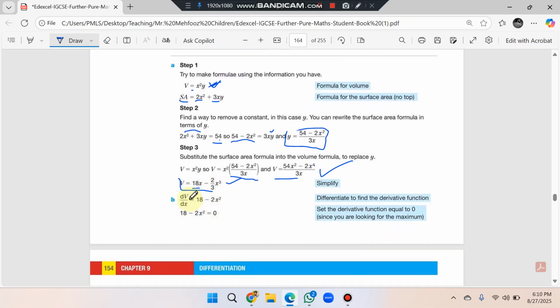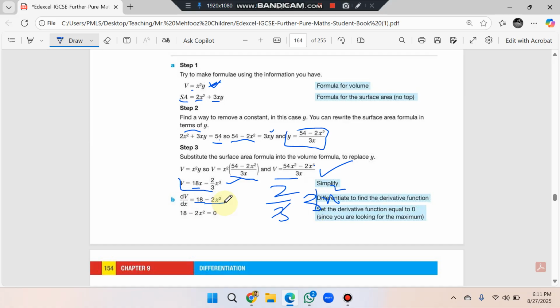For finding part B, dV by dx is basically equal to the derivative of this volume with respect to x. So the derivative of 18x will be 18, and for the derivative of 2 over 3 x cube, 2 over 3 is constant, so it will be as it is. So x cube has the derivative 3x square, right? This 3 is cancelled out by this 3, so its answer will be 2x square.